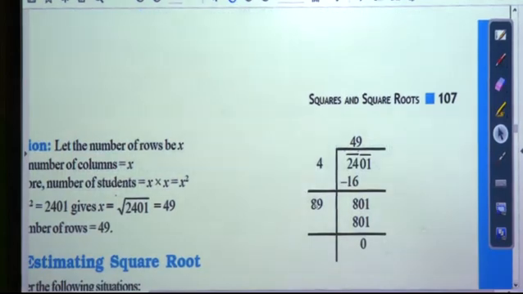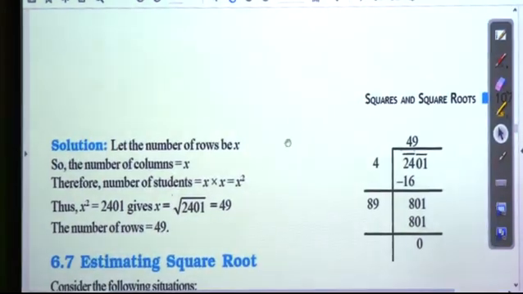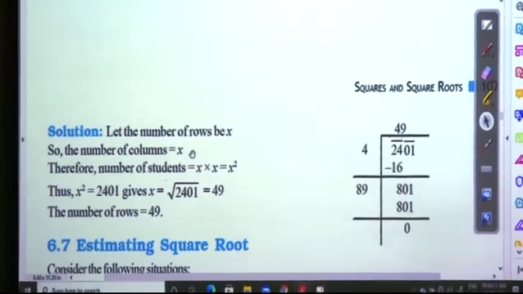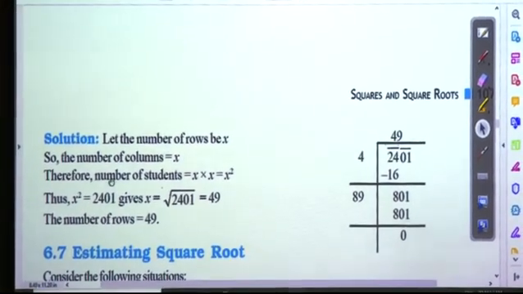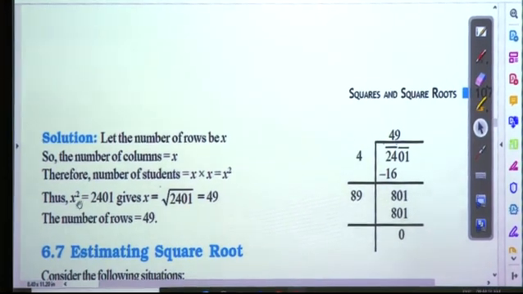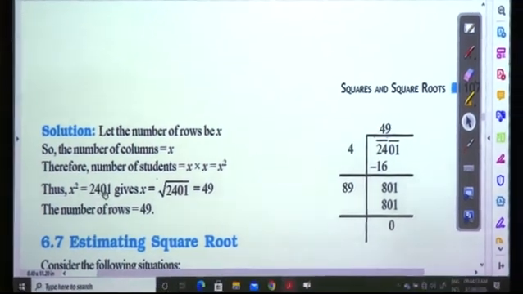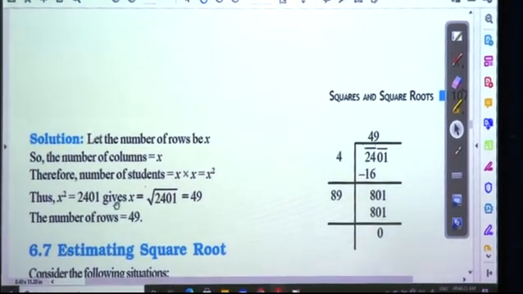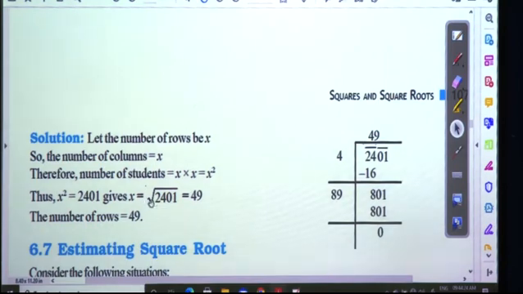Let us see further. Let the number of rows be x, so the number of columns is equal to x. Therefore, the number of students is equal to x square. Thus, x square is equal to 2401, which gives x is equal to the square root of 2401.